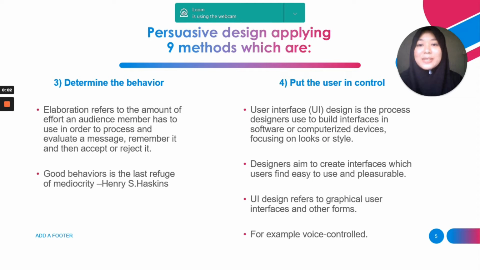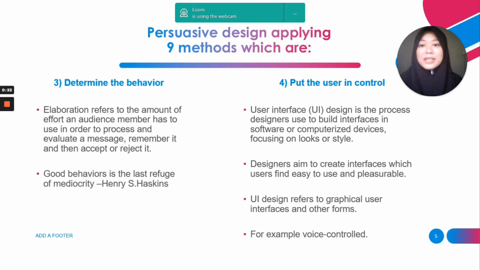Number three is determining the behavior. Elaboration refers to the amount of effort an audience member has to use in order to process and evaluate a message, remember it, and then accept or reject it. As Henry S. Haskins says, good behavior is the last refuge of mediocrity.